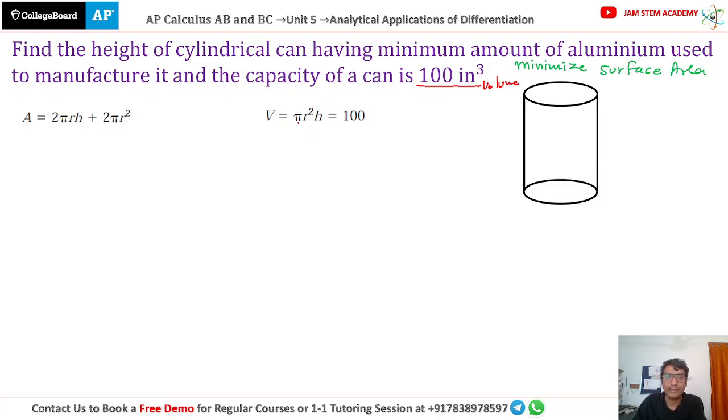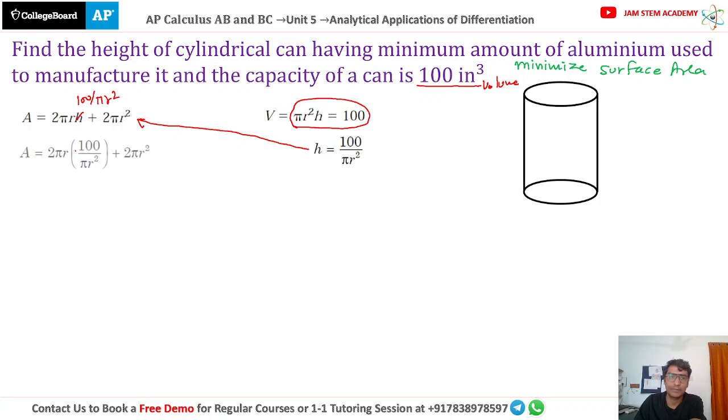So from here, can I say that h is equal to 100 over pi r squared? Now plug this h value back into the expression. So in place of h, I will write 100 over pi r squared and simplify it. R cancelled, pi cancelled, simplified, right? So we get something like this.